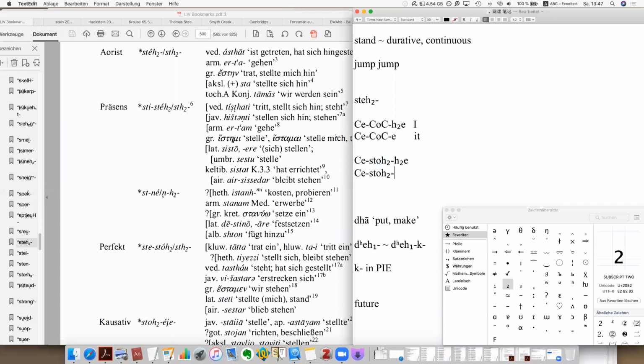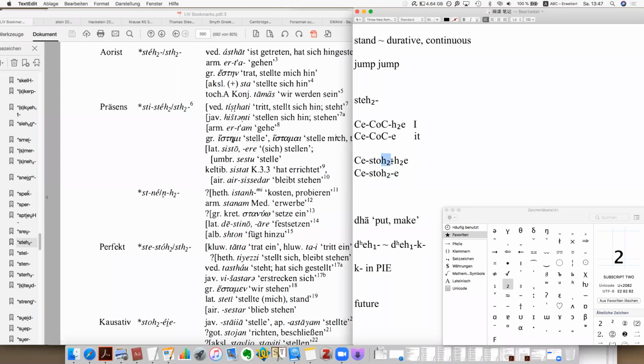Right? Okay. So this is the first one, for "I have stood", and then this is for the third person. So let's check this one, and let's check this one. So they are the same, right?